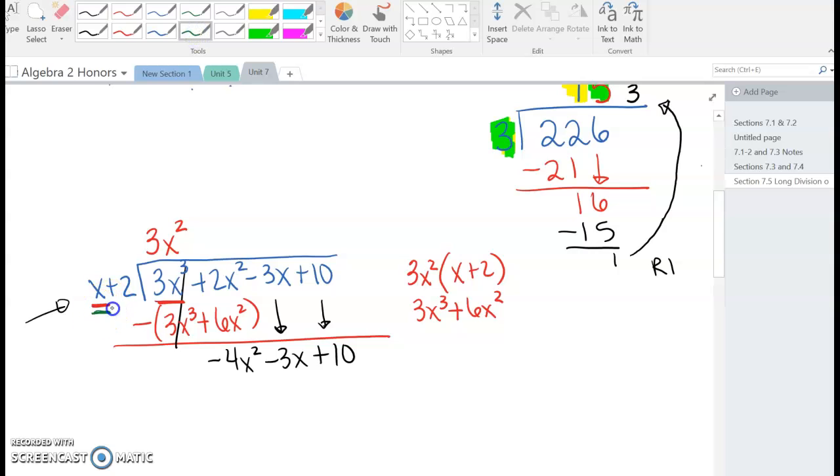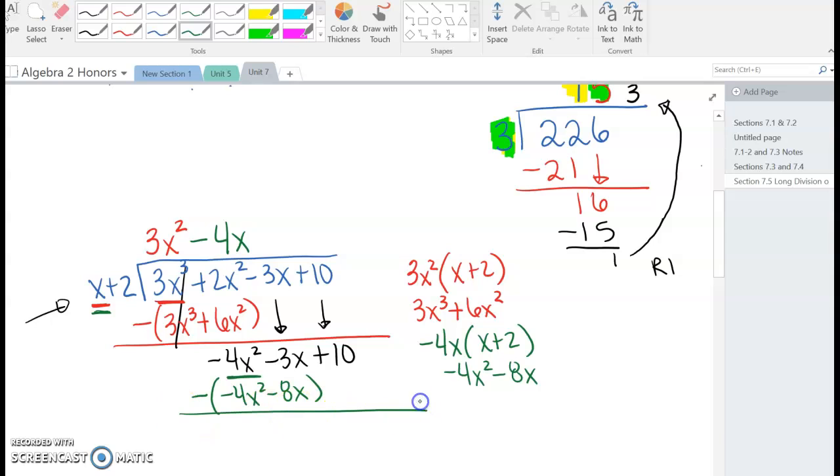So this time I'm saying x goes into negative 4x squared how many times? So x times negative 4x would give me negative 4x squared. So negative 4x multiplied by x plus 2 gives me negative 4x squared minus 8x. And then I want to again subtract that quantity. So I'm going to subtract the negative 4x squared minus 8x. And negative 4x squared minus a negative 4x squared, that's really like saying plus, so that's 0. Negative 3x minus negative 8x is like saying negative 3x plus 8x, so that's 5x. And then bring down the 10.